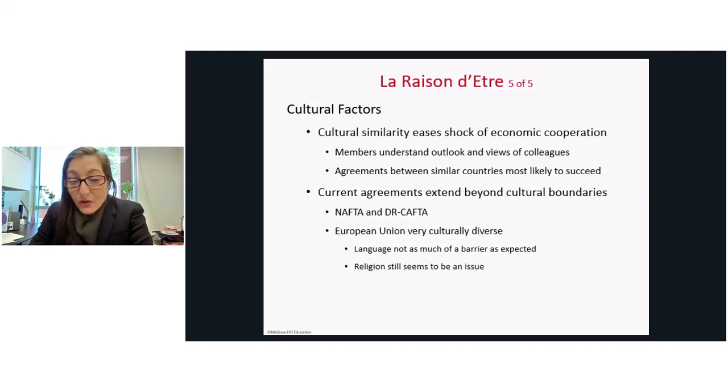Language as part of the culture is recognised as not as much of a barrier as was expected, and so nearly every educated European can do business in at least 2 or 3 languages, and that linguistic diversity enabled trade to be facilitated.